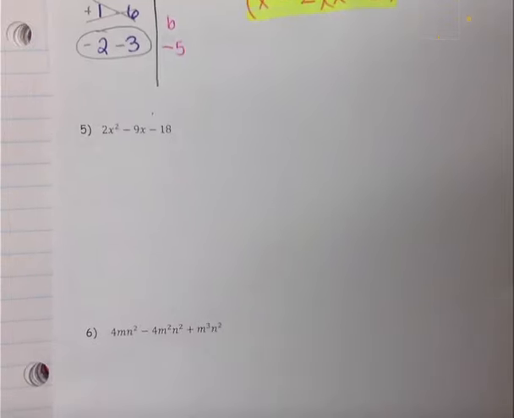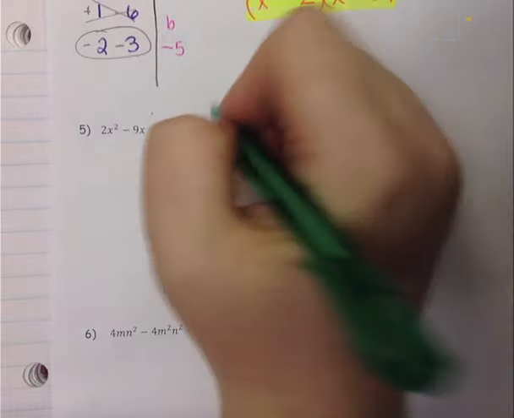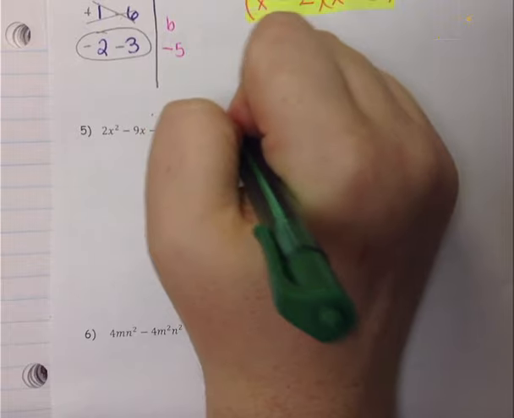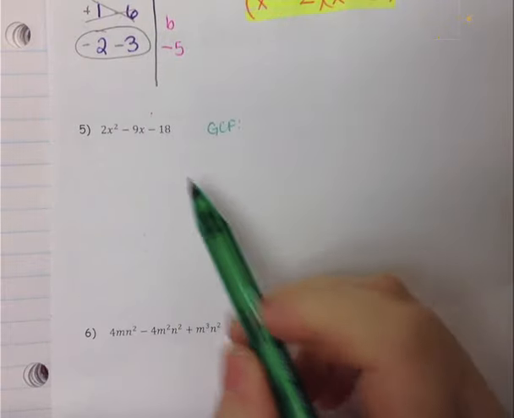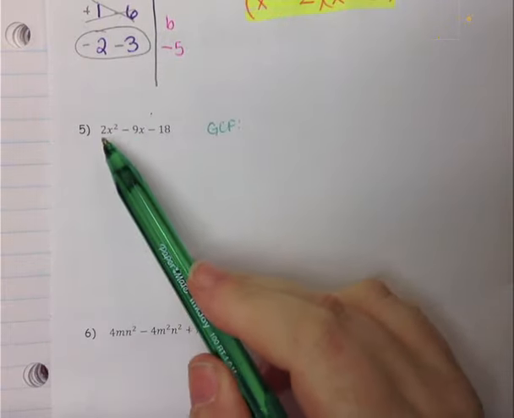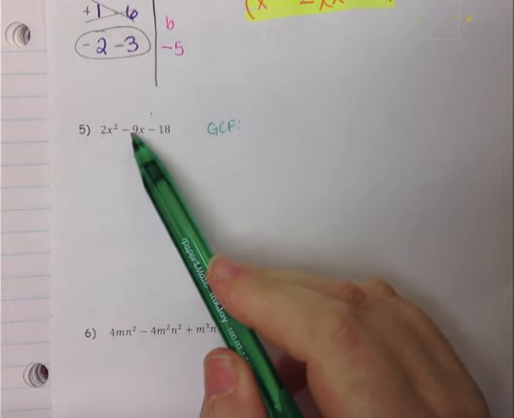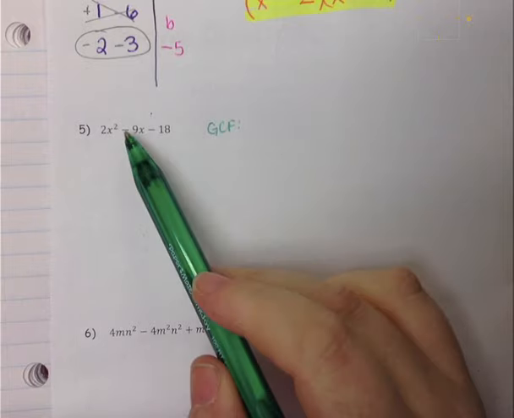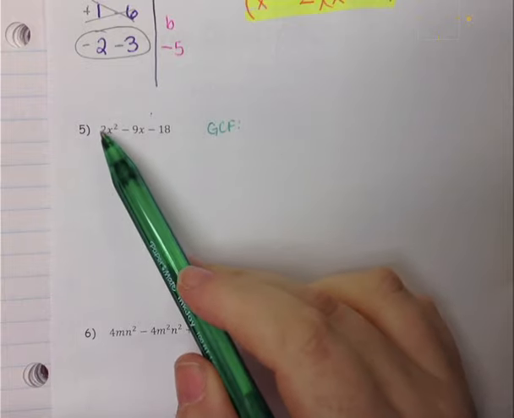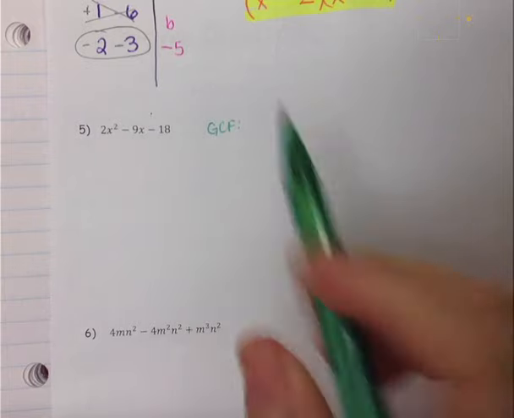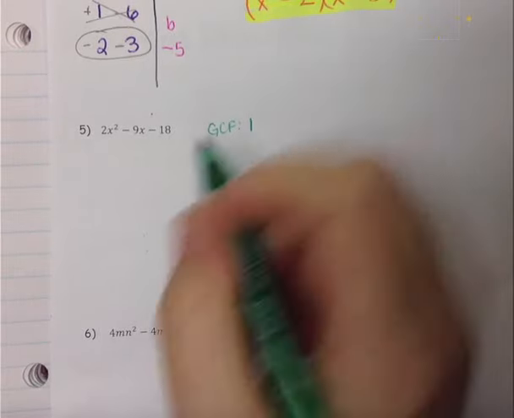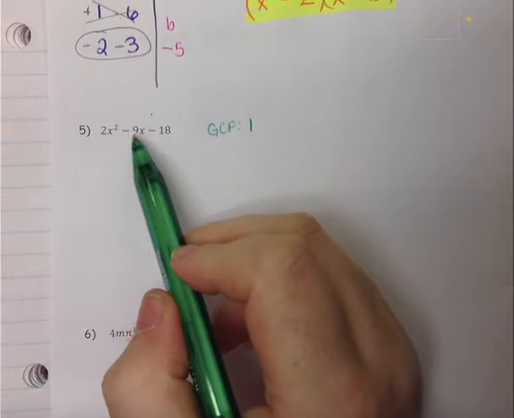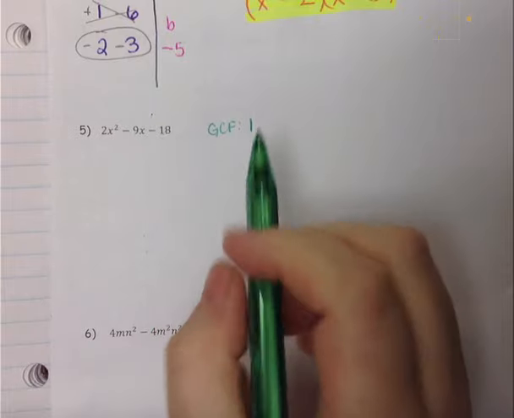Example 5, 2x squared minus 9x minus 18. Again, the first step is your GCF. The smallest number is 2. 9 cannot be divided by 2, so automatically your GCF is not 2. Even though 18 can be divided, it has to be common. So the next number would be a 1. Everything can be divided by 1. GCF so far is 1. All of these do not have a letter, so the GCF is just 1.